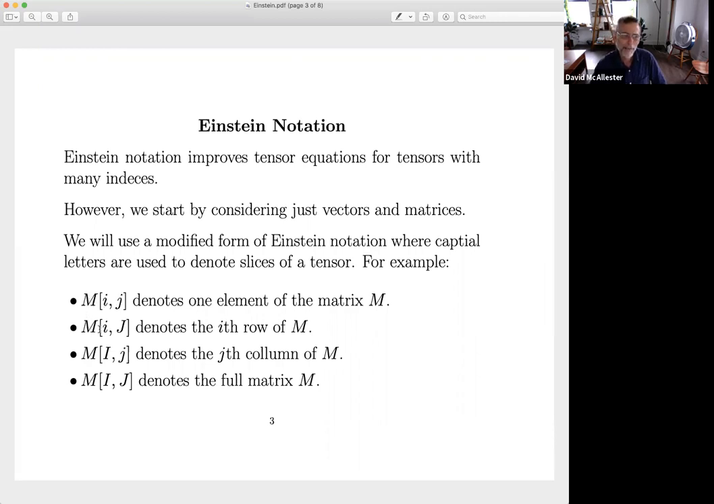If I write Mi capital J, this is a kind of slice. This is going to denote the ith row of the matrix M. Similarly, if I denote M capital I little j, that's going to be the jth column of M. And if I use 2 capital letters, that's going to denote the full matrix.